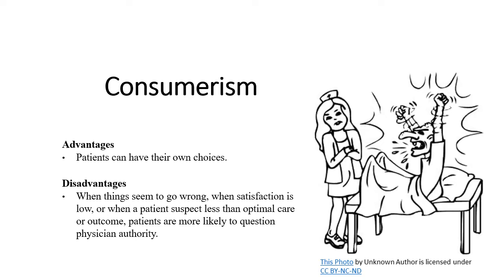a patient suspects that less than optimal care or outcome is seen, the patients are more likely to question the physician's authority. So, in this type of relationship, the doctor should be very cautious while handling the patients, because such patients tend to question the physician's authority in the due course of their relationship.